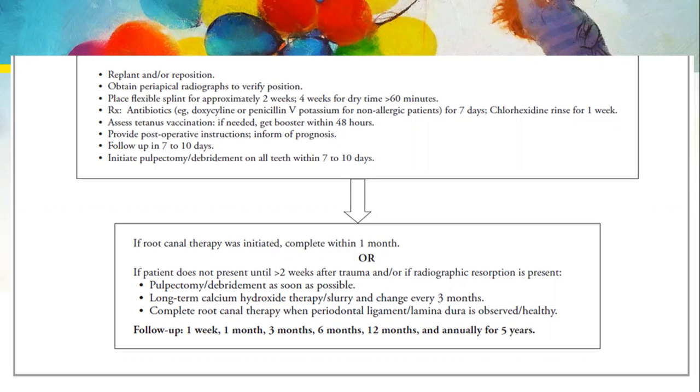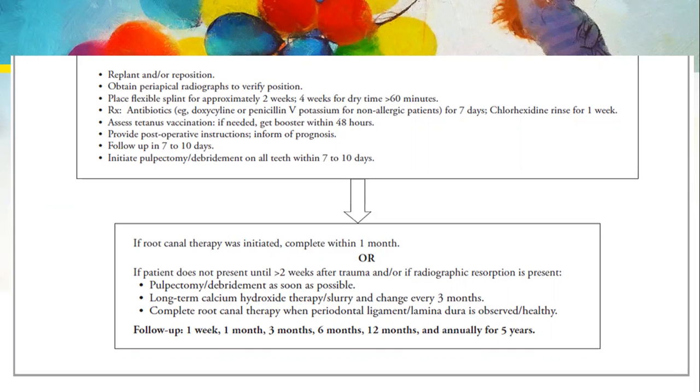more than 2 weeks after trauma and a radiographic resorption is present, we have to think about pulpectomy, debridement as soon as possible. Long-term calcium hydroxide therapy, that is Tipex or calcium hydroxide paste or slurry, changed every 3 months, and this dressing has to be changed and checked for inflammatory reactions and whether it's healing or not. Complete root canal therapy when periodontal ligament or lamina dura is observed healthy.